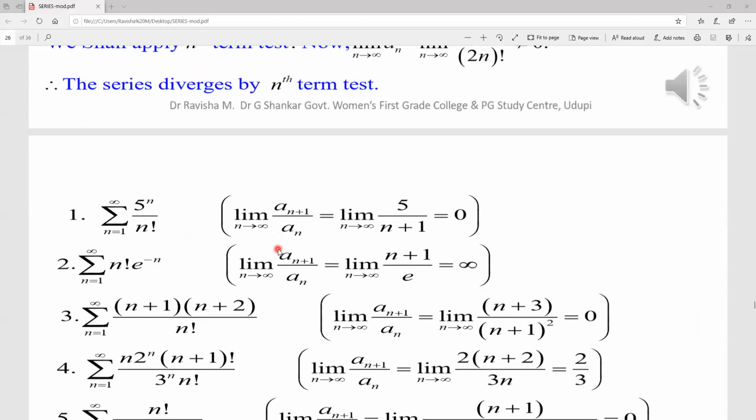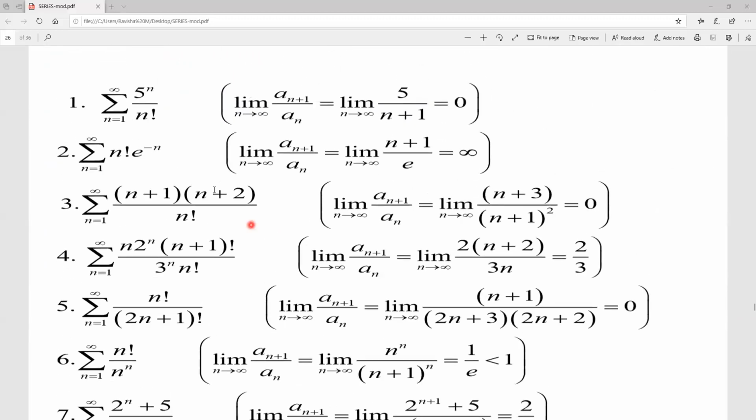Let us take some more examples. Take the first example: sum of n equals 1 to infinity 5 power n by n factorial. This series has n factorial, so the ratio test is appropriate. I've taken the n plus 1 term and the ratio of the n plus 1 term and the nth term of the series. After simplification, we have 5 by n plus 1. When n tends to infinity, that goes to 0. L is 0, so less than 1. Therefore, the given series is convergent by using the ratio test.